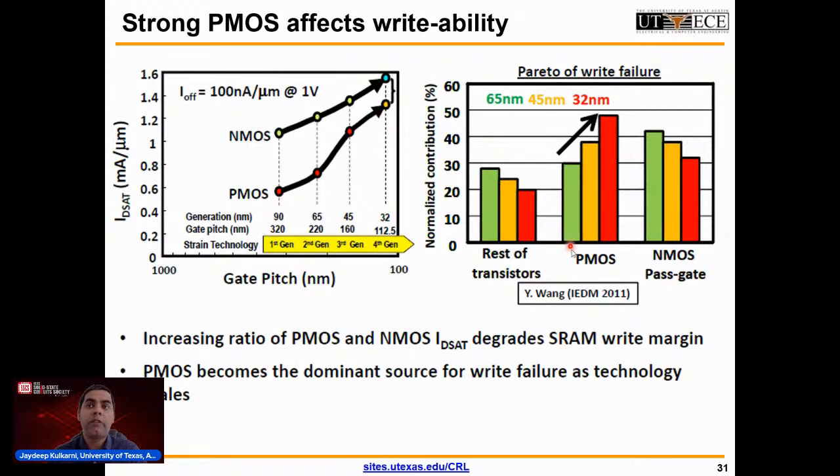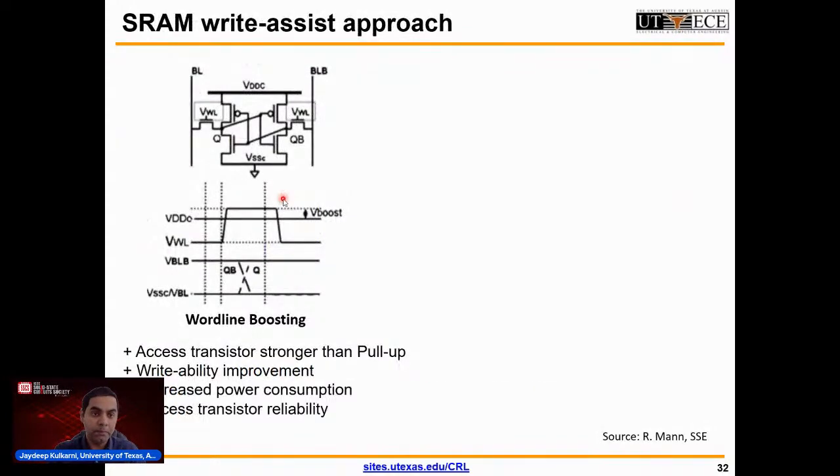And it is evident that if you look at the contribution of this PMOS device in overall write failures across the technology nodes, this contribution is increasing. Hence, we need to come up with ways to suppress the effect of this stronger PMOS, making our write operation difficult. So there are various write assist techniques that SRAM designers employ. One way to overcome the stronger PMOS device is to increase the strength of the access transistor, and the way to do it is by boosting the word line voltage. This comes at the cost of increased power consumption. And also, we cannot boost the word line voltage when we are already operating at the maximum voltage set by the reliability limits.